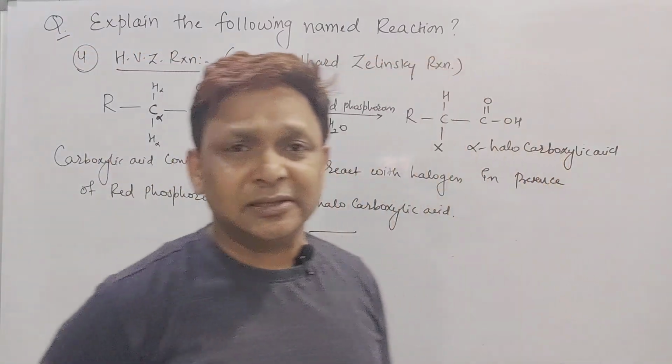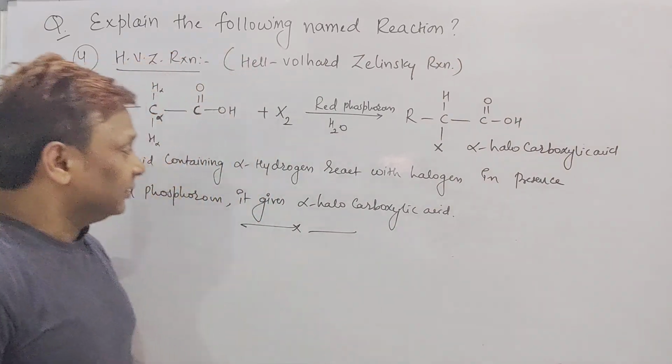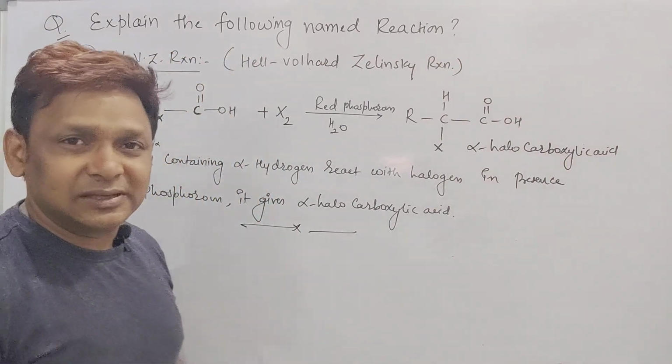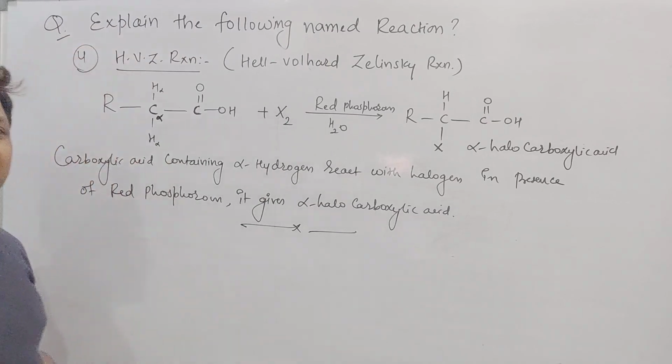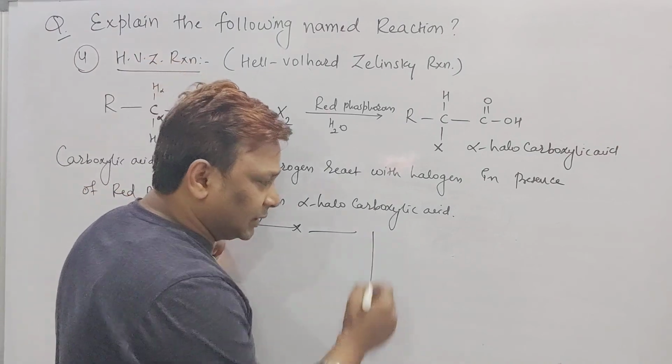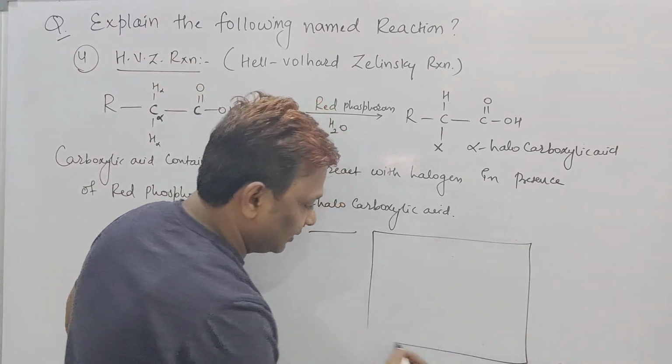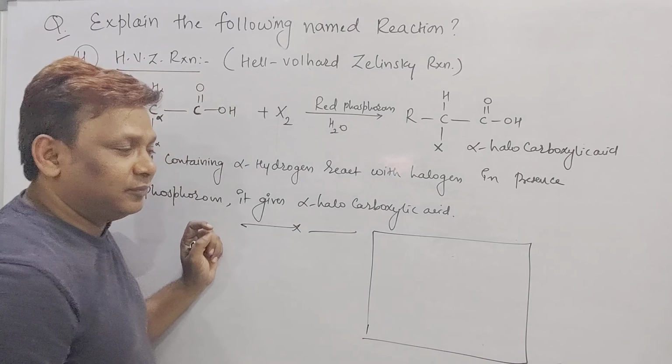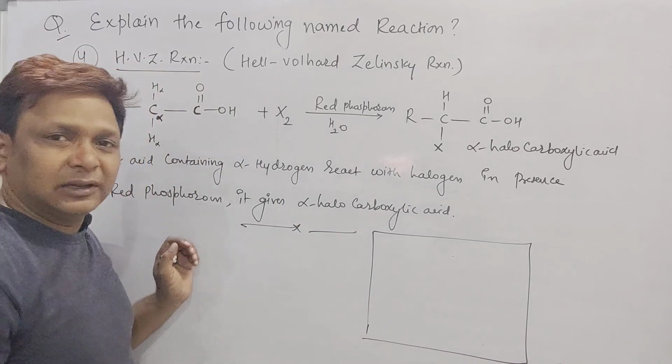First one is the diazotization, second one is the Sandmeyer, third one is the Gattermann, and fourth one is the HVZ. Take a screenshot of this one. Right, sir? Very good, beta. See once again, what we did till now. Everything should be in one small box. I will explain what we did till now.